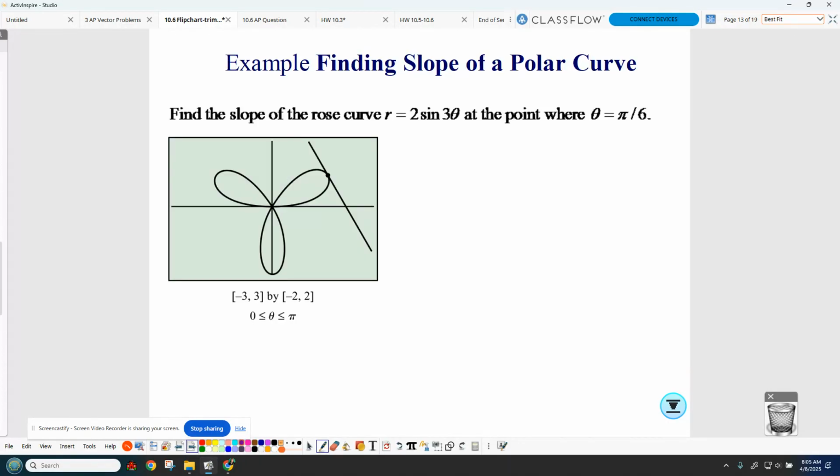Okay. Try that out. For that flower, it will not be a horizontal tangent line this time.